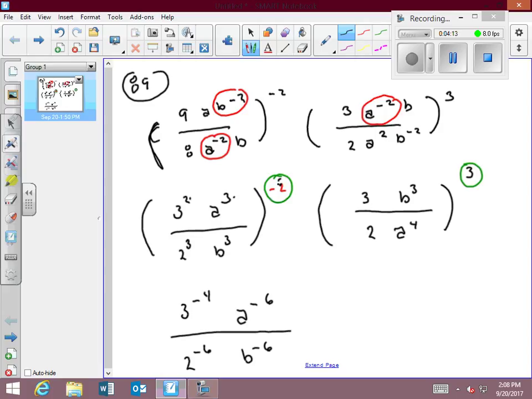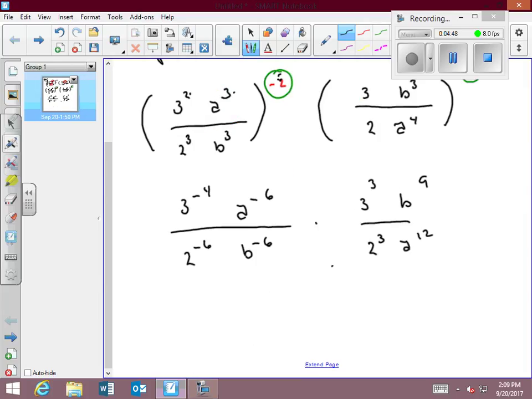Everyone good with that? Now I'm going to take this 3 that's up here and run it down. So this is 3 to the third. I've got to go 3 times 1. Then the b, it's b third times 3 is b9, right? Then it's 2 third, and 3 times 4 is 12. Is that good? All right. Now, on numerators and denominators, we can actually think of this line as just going through, like that. It's all multiplied together.